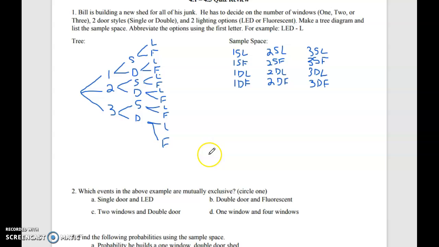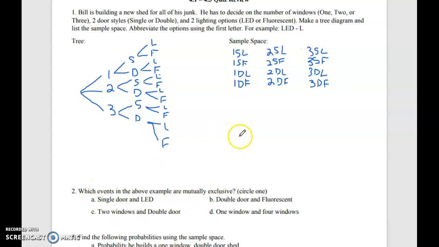Now, same situation. Which events in the above example are mutually exclusive? Mutually exclusive means they cannot occur at the same time. So let's look at my choices. So I'm going to pick one of these. A, single door and LED. So can they happen at the same time? Yeah, they can. They happen right here, right here, and right here. Those are all single doors with LED lights, so it's not A.